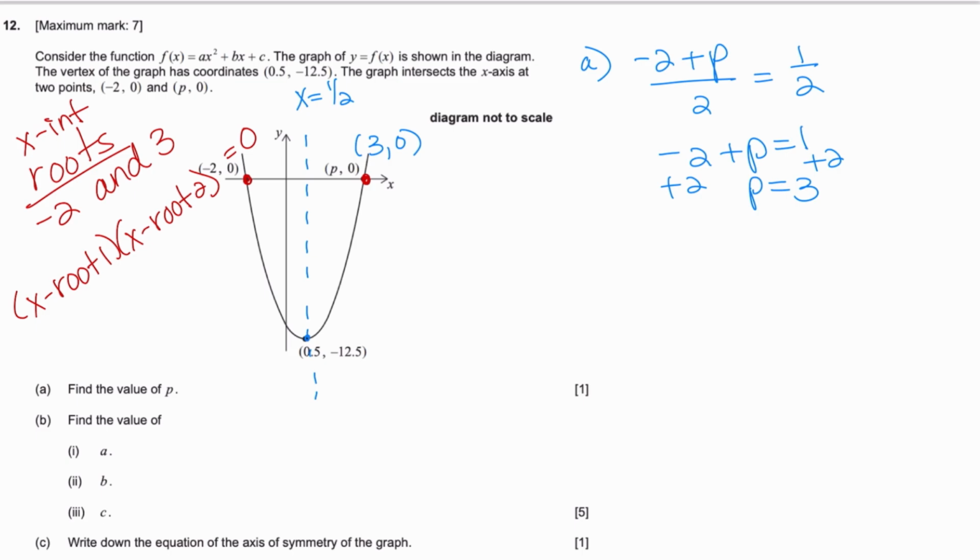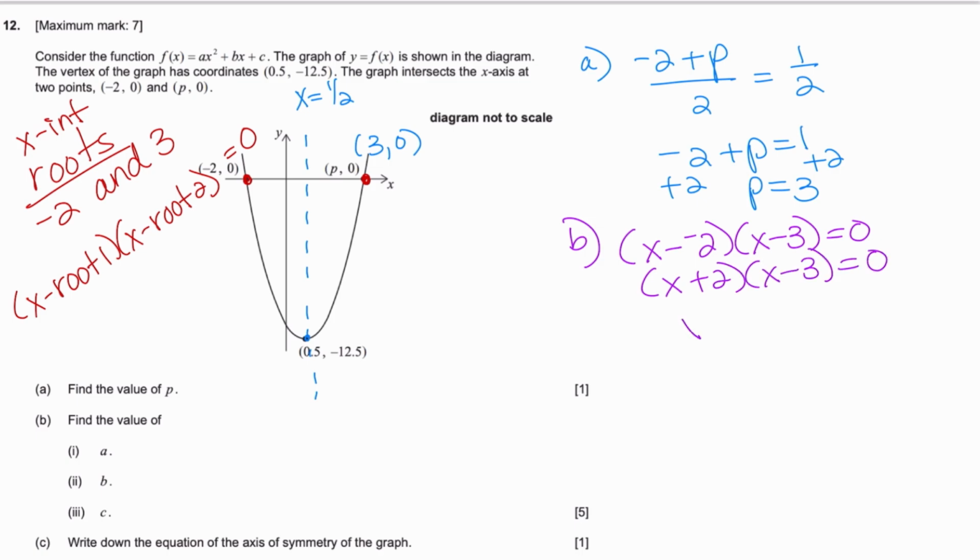So basically what we're going to do is (x - (-2))(x - 3) = 0. This means (x + 2)(x - 3) = 0. Distribute: x squared minus 3x plus 2x minus 6 equals 0, which means x squared minus x minus 6 equals 0. Before you think that's your final answer, you have to check to see how your values compare.